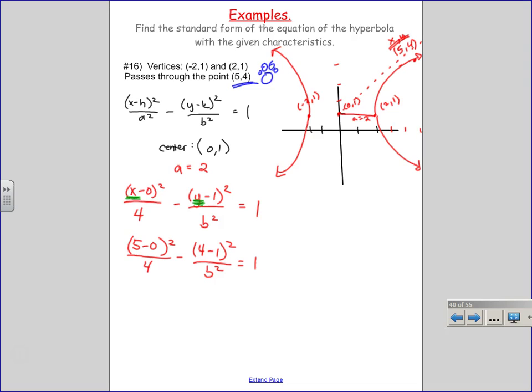They didn't give me the foci. I couldn't find the c. They didn't tell me the b. They didn't tell me the asymptotes. So it's like, well, they gave me an x and y. So there's an x spot and a y spot. So good. And I end up with, let's see, 25 all over 4 minus 3 squared, which is 9.